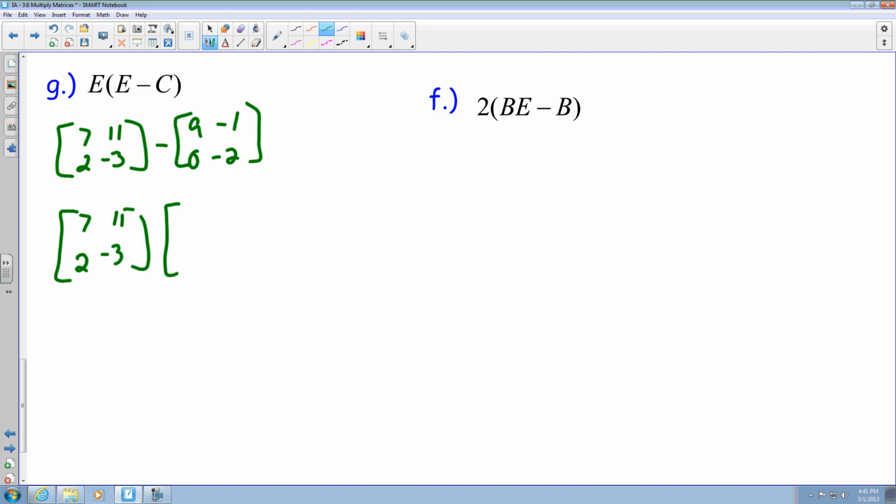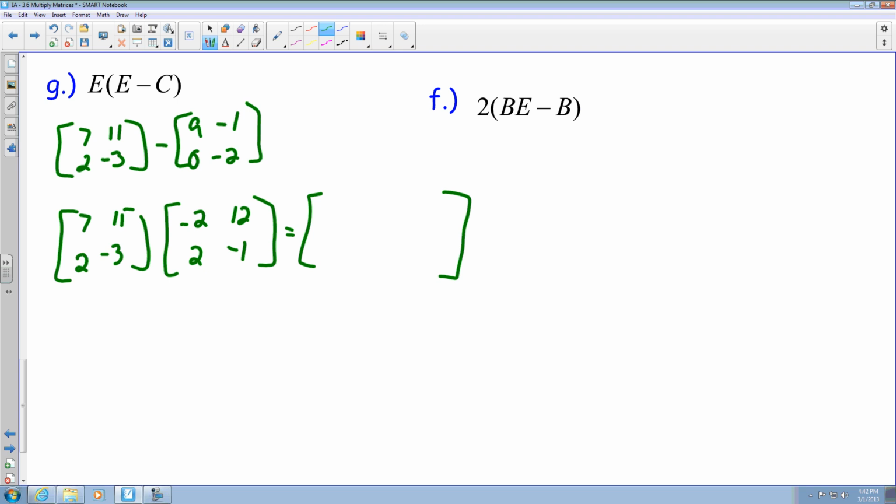7 minus 9 gives me -2. 11 minus -1 gives me +12. 2 minus 0 is 2. Negative 3 minus negative 2 gives me a negative 1. So now I'm going to multiply these two together to get my matrix. So again, this is going to be a 2 by 2.